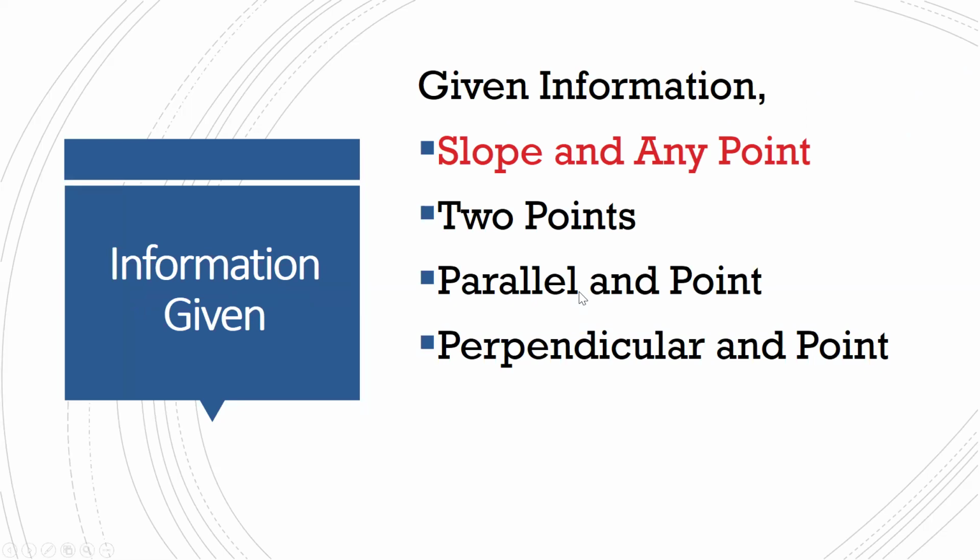So that's the last example I'm going to do. I want to wrap this up by saying this is the video that looks at finding the equation of a line given slope and a point on the line. In our next videos, we're going to look at finding the equation of a line given 2 points, finding the equation of a line given a point and a line parallel, finding the equation of a line given a point and a line perpendicular.